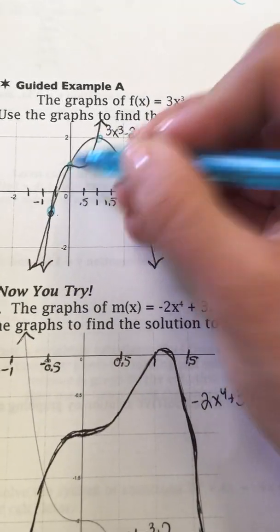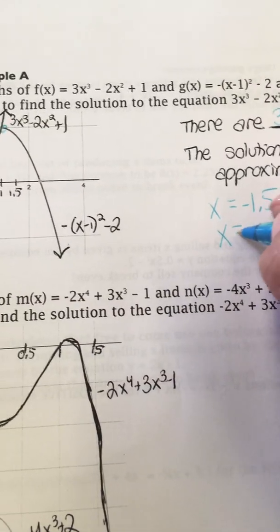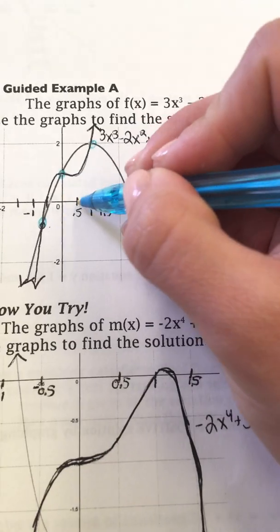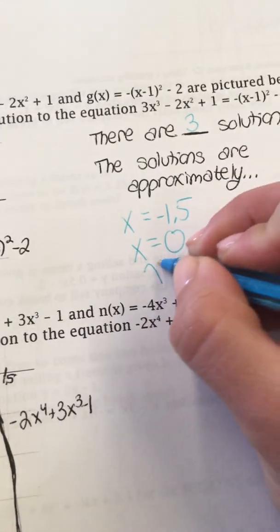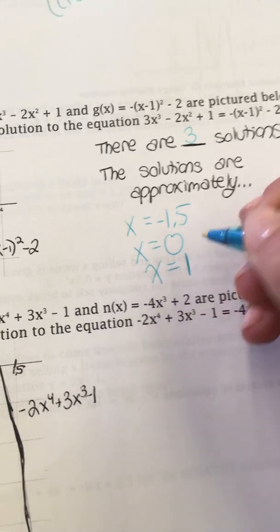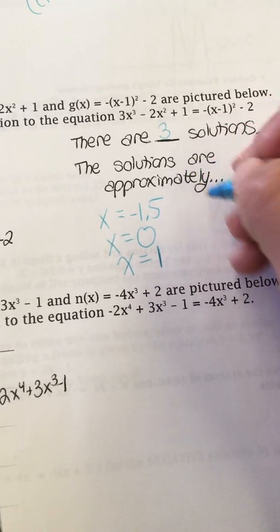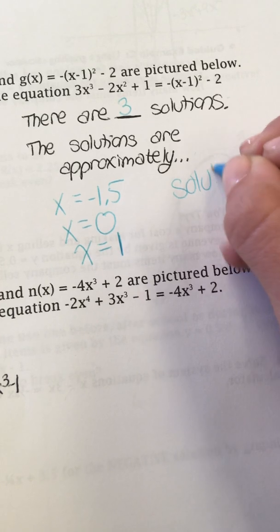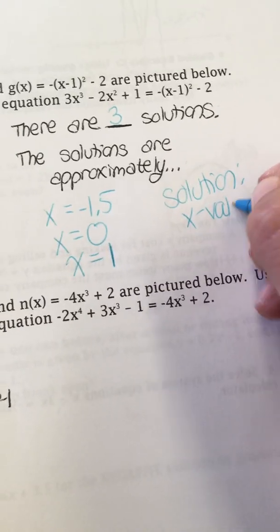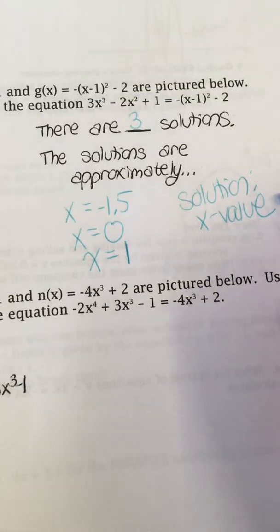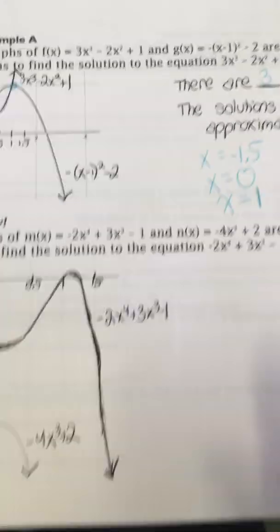Also when x is 0 on the y-axis. And also when x is about 1. Whenever you're asked to find the solution, you're just looking for the x value. So the solution is the x value, unless they ask you for the y value, you're always just stating the x.